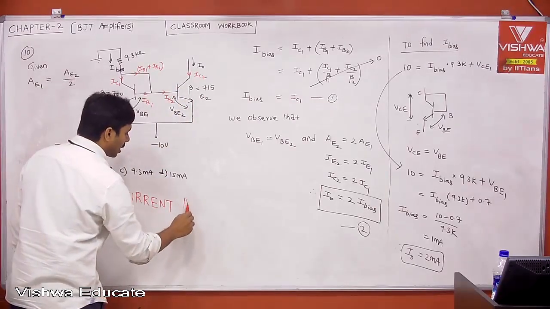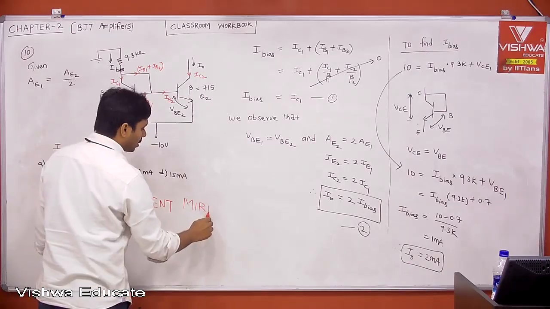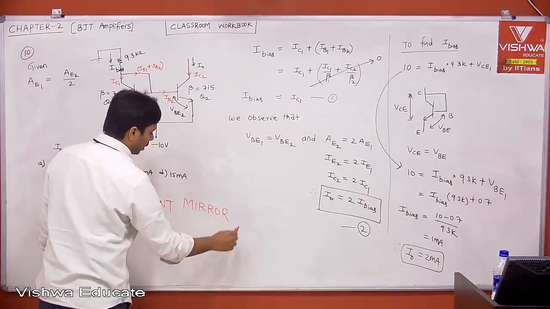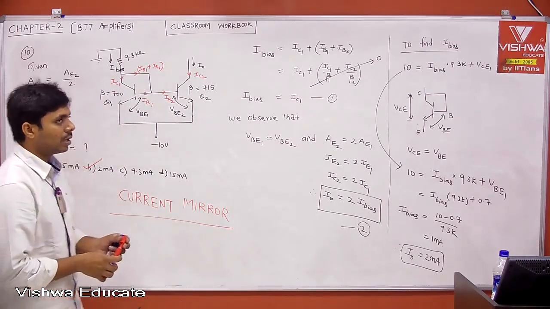Q1. This is what is a current mirror. The current will be mirrored with some factor. This is the circuit. Okay. Take it.